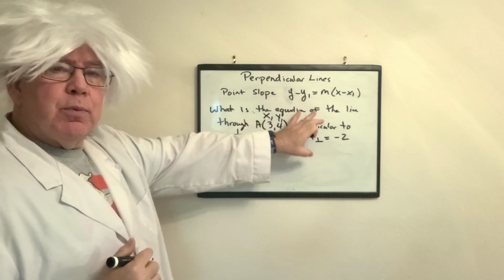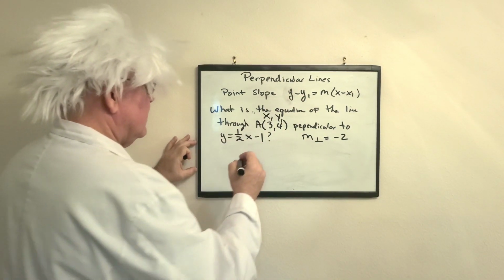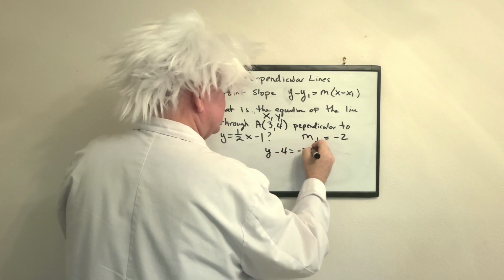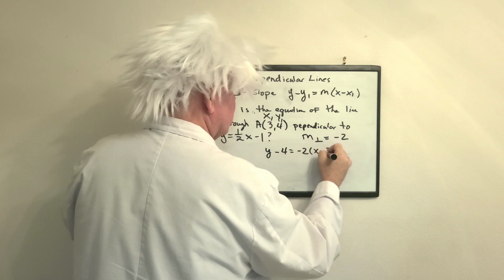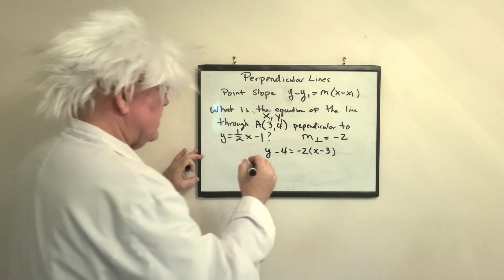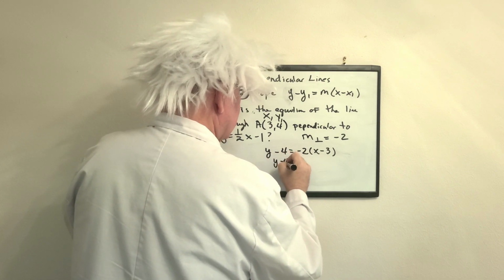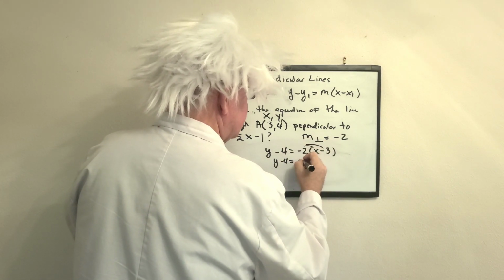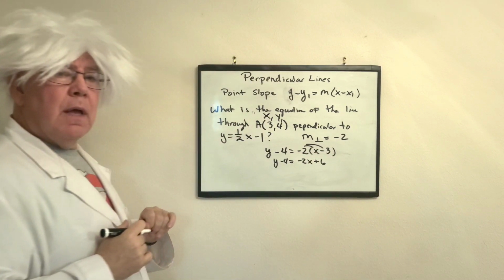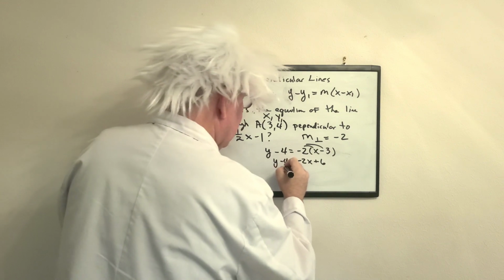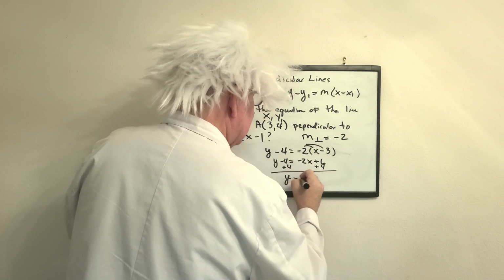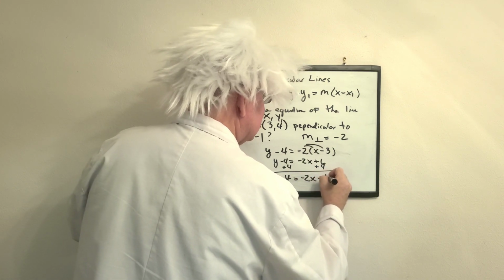Now, I'm going to plug and play. So this is going to be y minus 4 equals -2 times x minus 3. Okay, now, next, distributive property, y minus 4 equals -2x. Now, negative times a negative is a positive. And last but not least, I add 4. And I get y equals -2x plus 10.